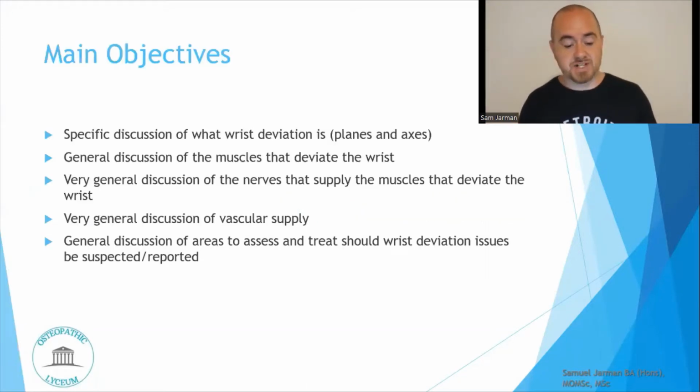Now, our main objectives are to discuss what wrist deviation is, so which planes and axes these motions occur in, the abduction and adduction, the general discussion of the muscles that deviate the wrist, the nerves that supply those muscles, the arteries specifically that supply those muscles, less so the veins, and then a general discussion of the areas to assess and treat should wrist deviation issues be suspected by the practitioner or reported by the patient.